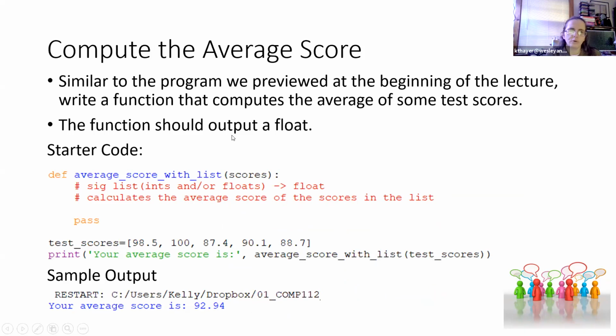The function should output a float, and here's some starter code where I've defined a function. Note that I have given you a signature here. Here's some test scores, and it should print out your average score is, and then it should compute this. Here is an example of what the output ought to look like. Why don't you go ahead and pause this video and take a moment to see if you can now write that, now that we've seen the for loops.